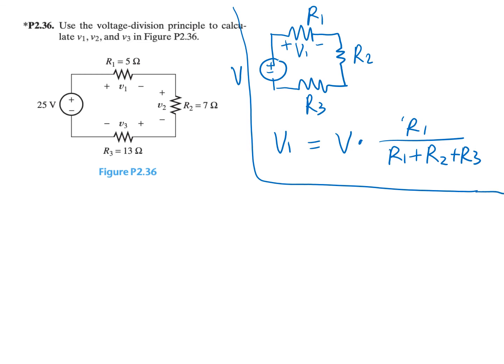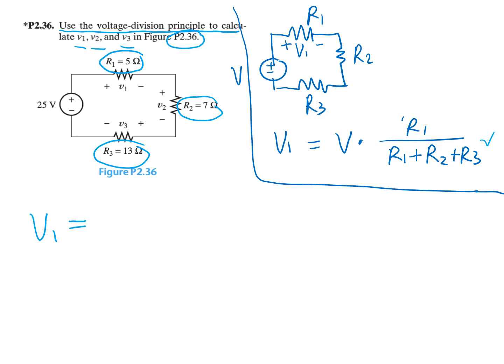Now for this question, we are asked to use the voltage division principle to calculate V1, V2, V3 in the circuit diagram P2.36. So in this example, we have R1 is equal to 5 ohm, R2 is equal to 7 ohm, R3 is 13 ohm, and the total voltage is 25 volts. So we can directly substitute the values into this formula and get the answer.